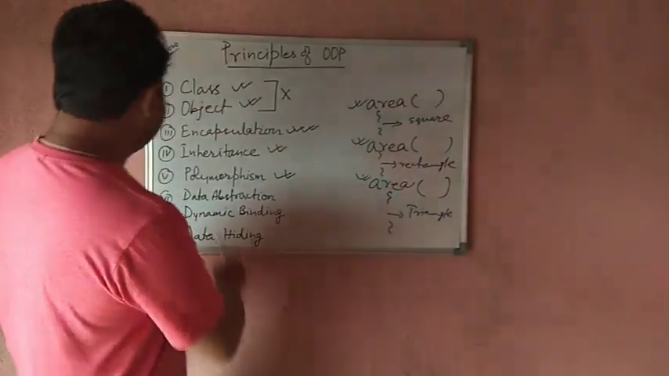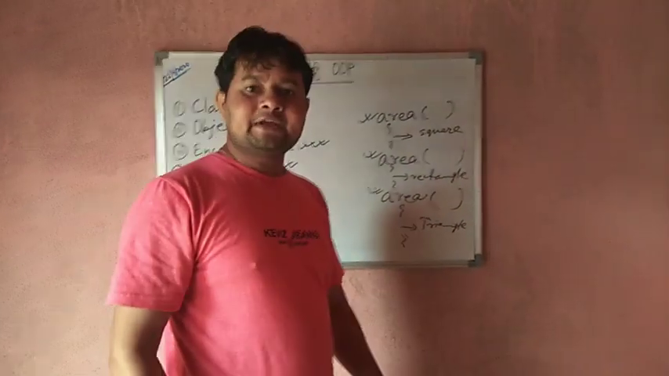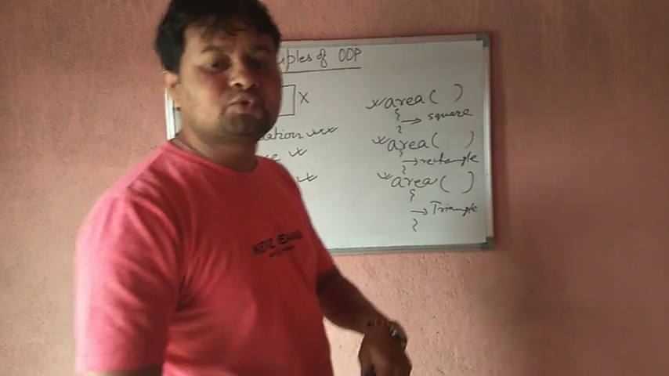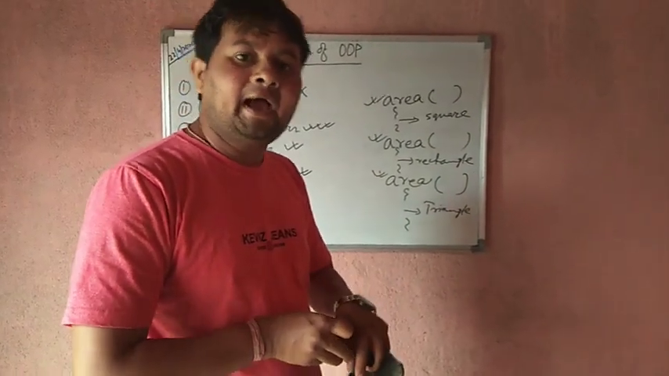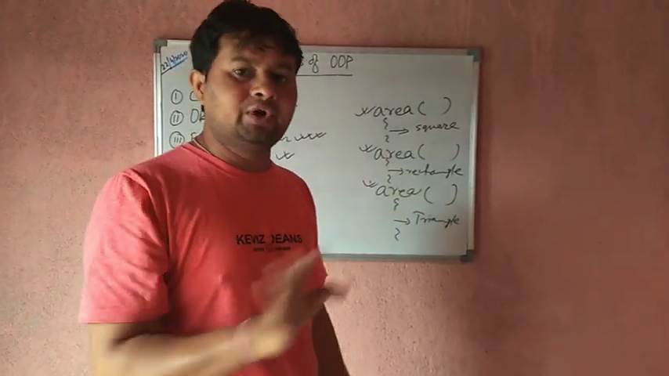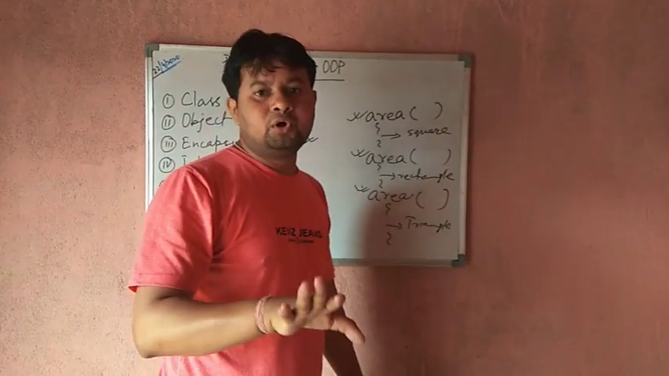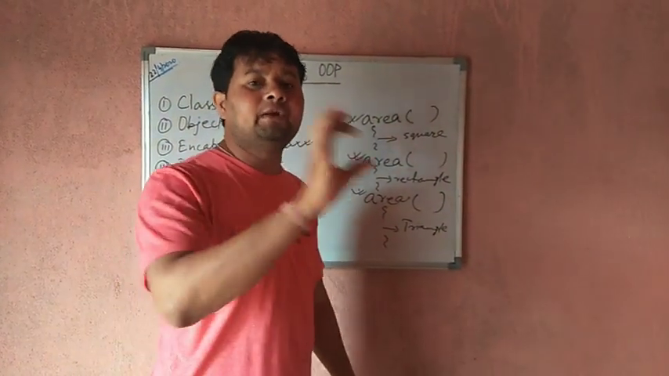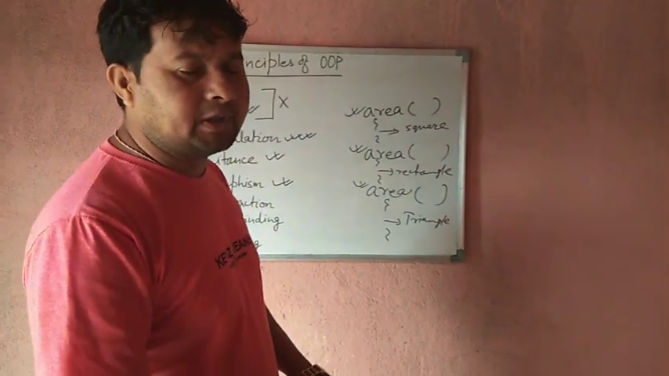Okay. Next one is data abstraction. Data abstraction is simply a process where we enjoy the output by hiding the internal details. What is happening inside we don't know, but we enjoy the fruit. We see the result.